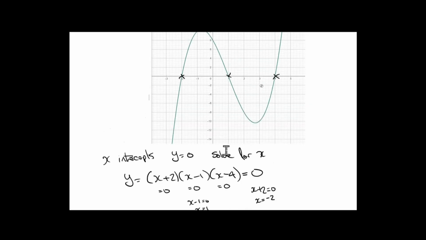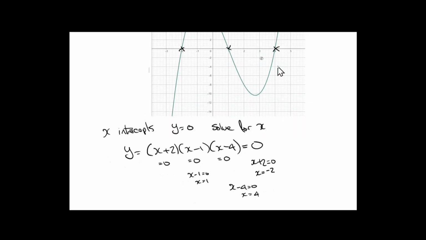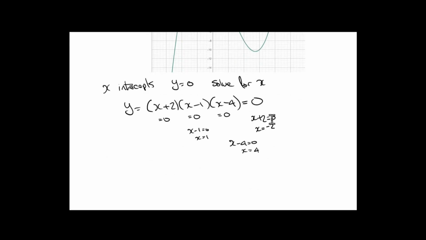So again, to find the y-intercept, just to prove that it is 8, remember to find the y-intercept, we set x equals 0 and then solve for y. So y is going to be equal to 0 plus 2 times 0 minus 1 times 0 minus 4, and that equals +8. So y equals 8.